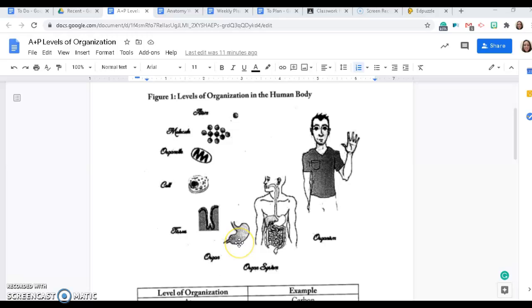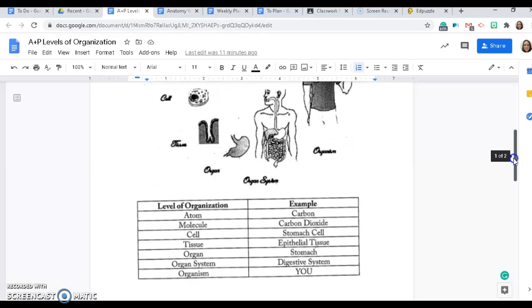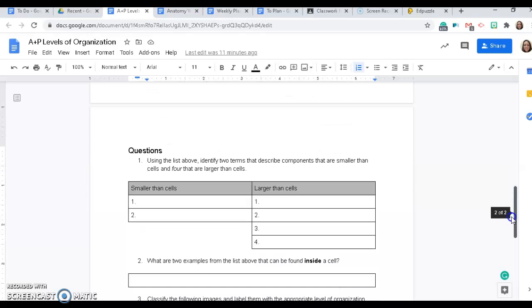Tissues form organs. Organs form organ systems, and if you take the different organ systems together, you end up with a human. And then further down, there is a little chart that gives some examples of each level of organization in the human body. And then there are some questions for you to answer.